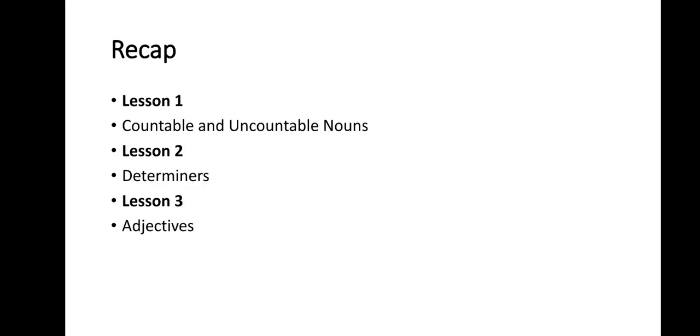In day 1, we learned about countable nouns and uncountable nouns. In lesson 2, we learned about determiners, kinds of determiners, and their definition. And yesterday, we learned about adjectives, the order of adjectives, the position of adjectives, and attributive and superlative adjectives. Very good, children, you all remember them very well.